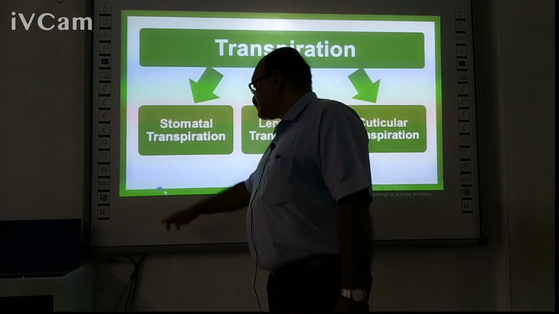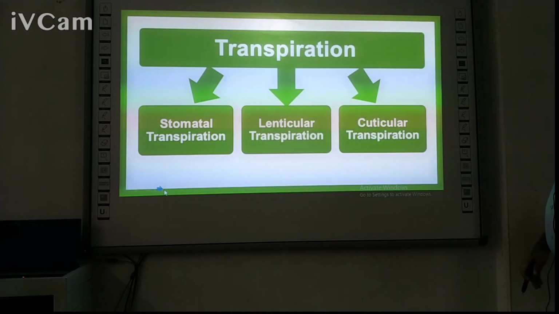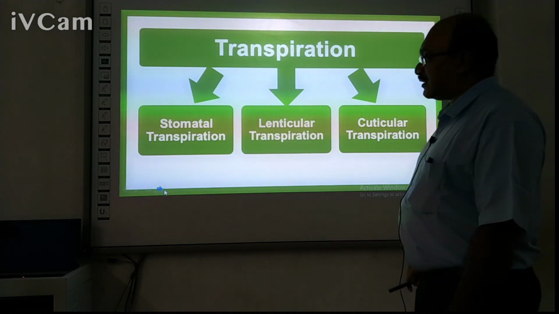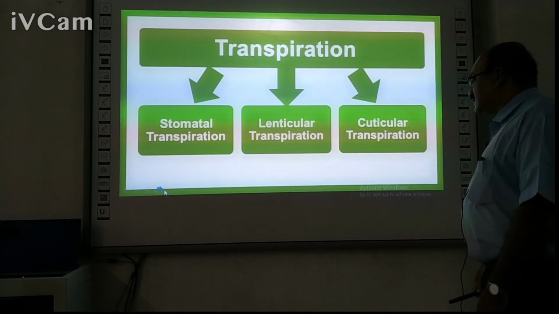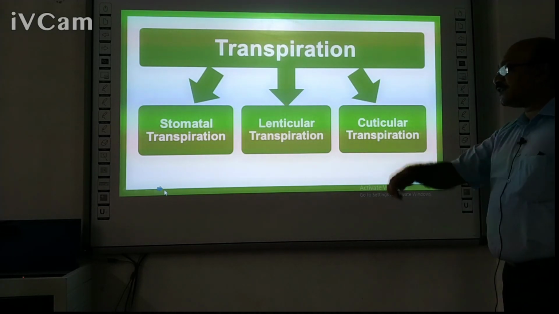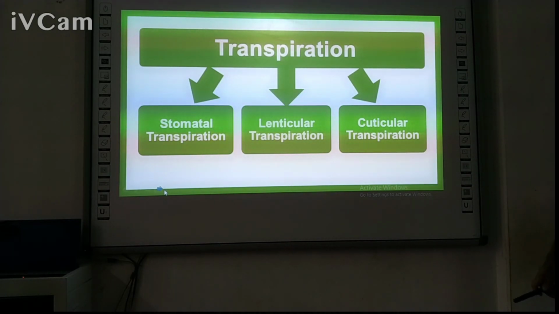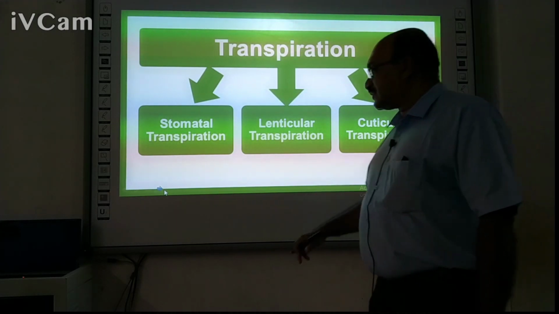Now let us see the different types of transpiration based on these structures which we have studied. Three types of transpiration are there: stomatal transpiration, lenticular transpiration, and cuticular transpiration. So three types of transpiration we can see taking place in the plants. Let us see them one by one.